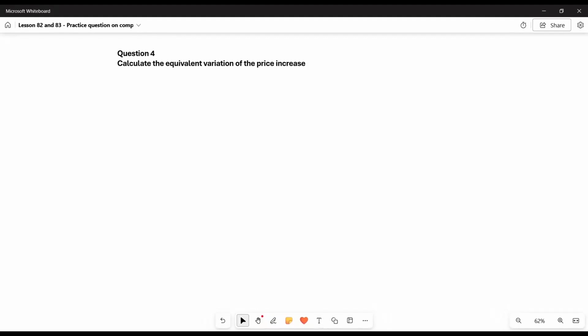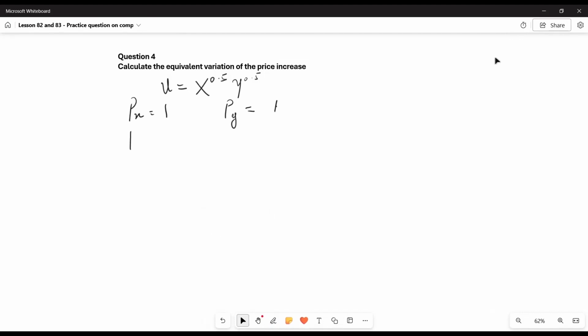To recap, we saw a consumer named Peter who had a utility function represented as x raised to the power 0.5, y raised to the power 0.5. Peter was faced with initial prices of good X equal to 1 and good Y equal to 1. Now, assume that the price of good X increases from Px equal to 1 to Px prime equal to 2. We calculated a compensating variation as the income that we need to compensate Peter to keep him on his initial level of utility despite the change in price.